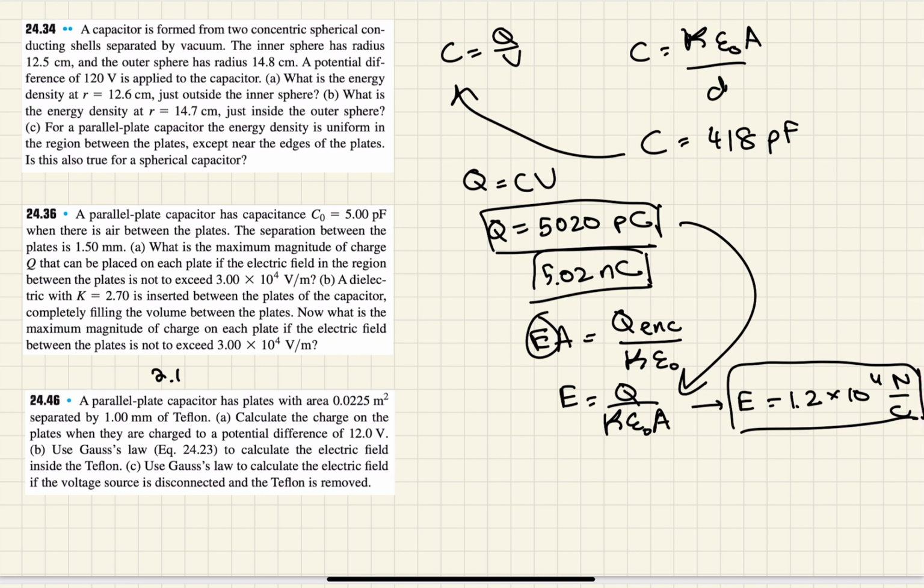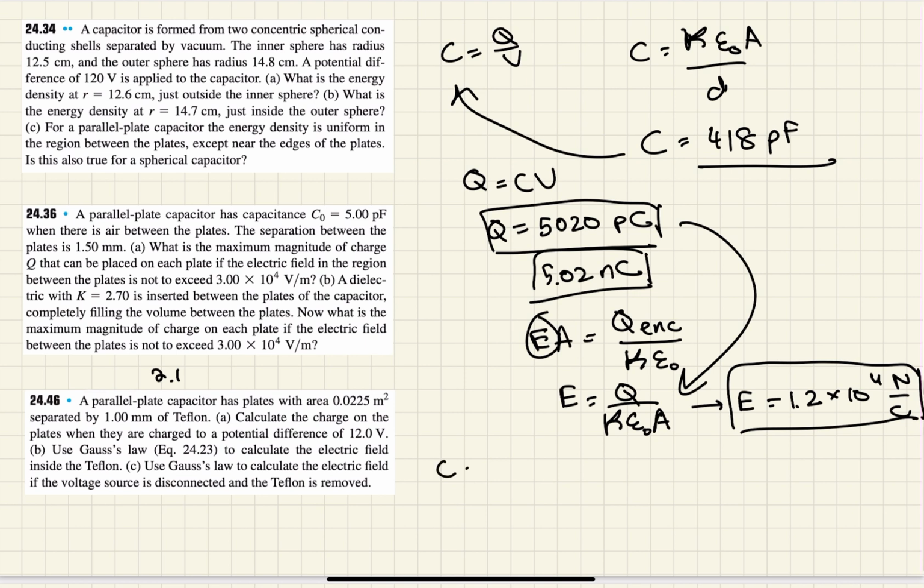Part C is voltage source is disconnected and Teflon is removed. So when voltage source is disconnected, we covered this before, it means that the voltage can change however much it wants, but charge is the same. So this is going to be the same charge, but voltage will be different. And let's see. Teflon is removed, so we don't have that kappa anymore. And so we have to find the new capacitance, which is just without this kappa. So you're basically dividing this by 2.1.